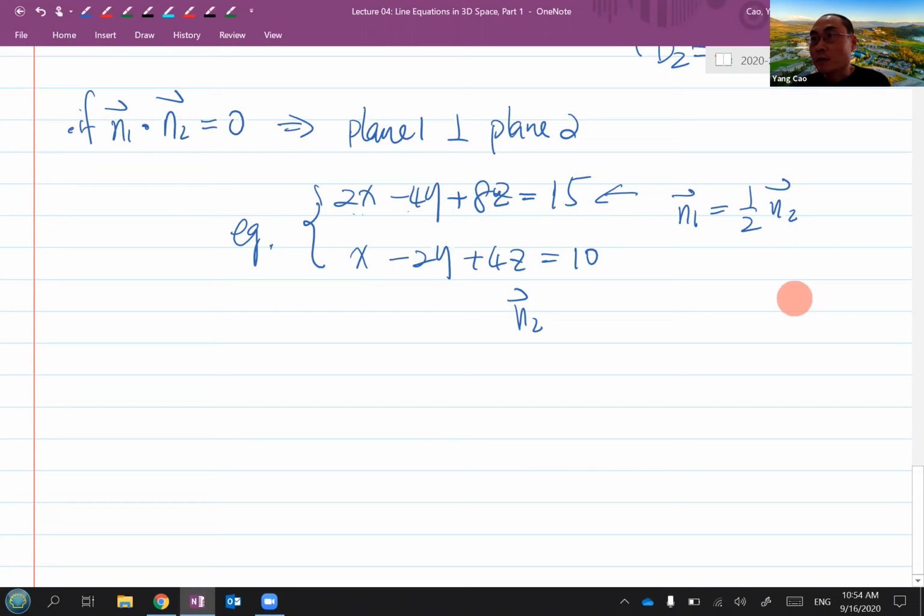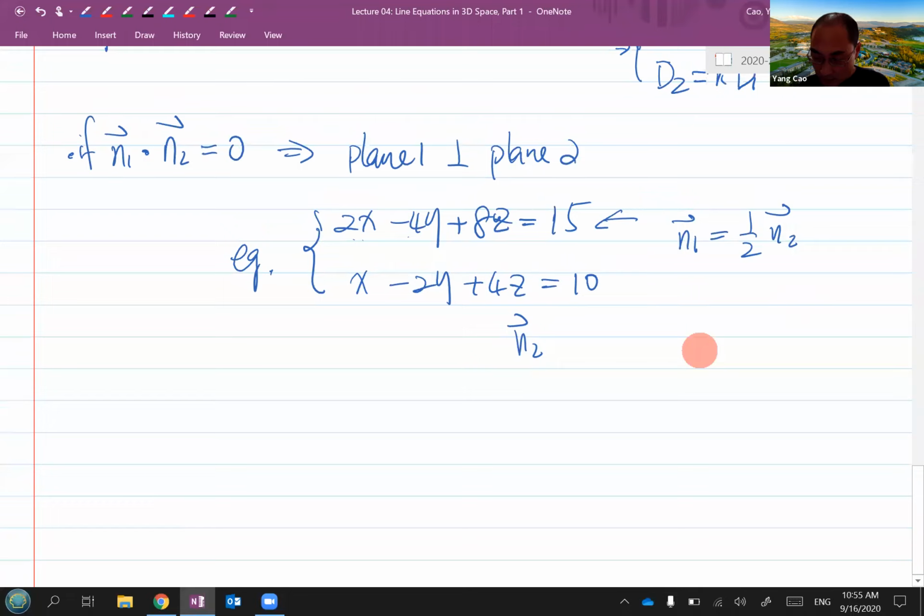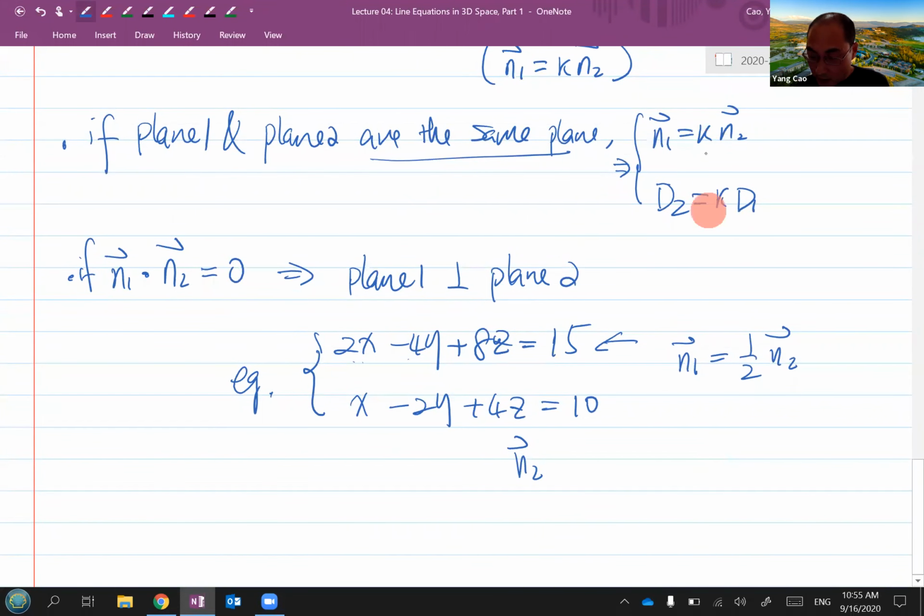If k is the same, then shouldn't it be d1 equal to kd2 when n1 equal to kn2? That's when the two planes are the same, right? k needs to be the same on both sides, right? So you're talking about this k here? Yes, the k has to be the same if they are the same plane. Now, if you look at this 15 and this 10 here, they are not in a 1/2 relationship, so they're not going to be the same plane. Hopefully I explained the question here.